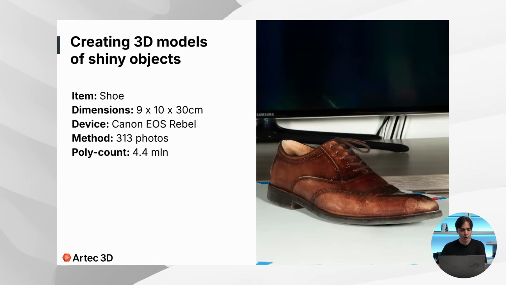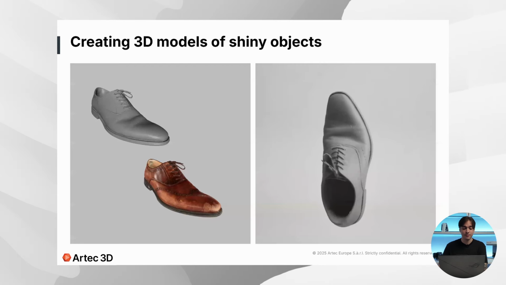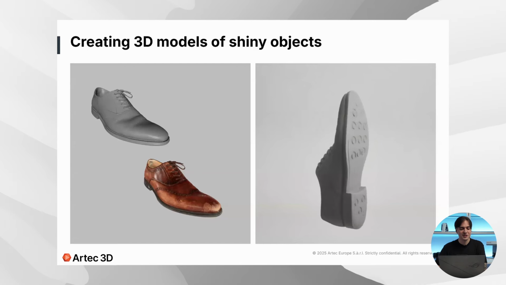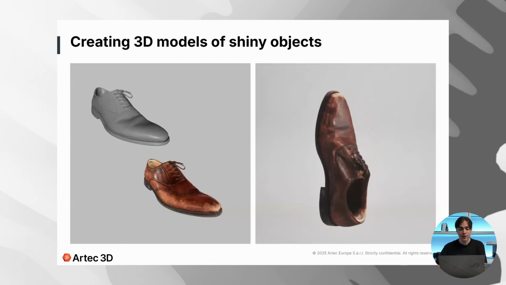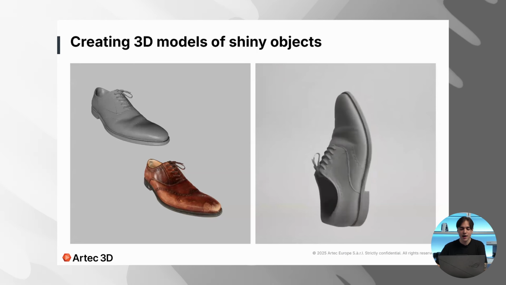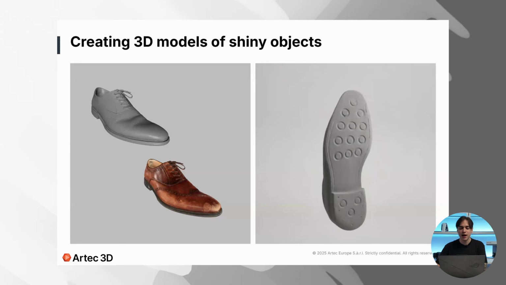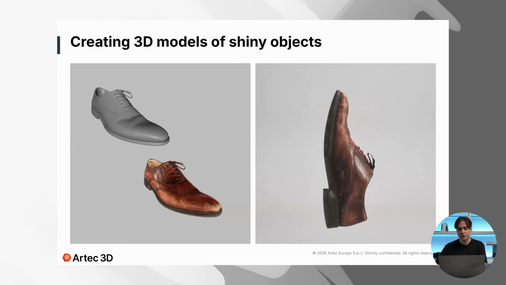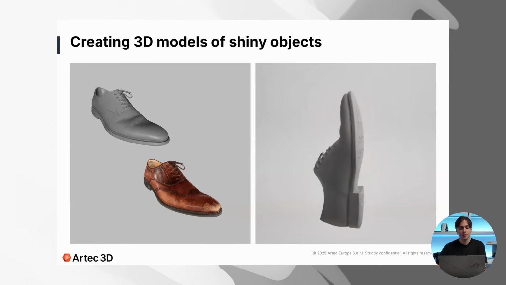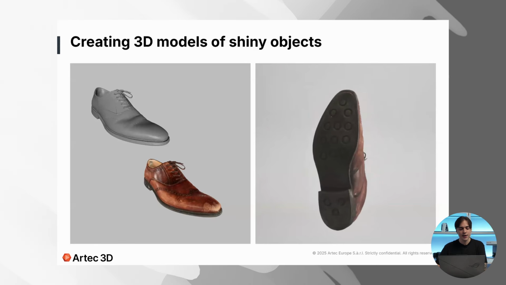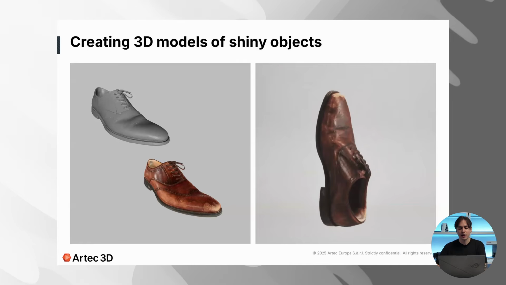That is the point. We have shot it with a digital camera, a Canon EOS Rebel, 313 photos, and the poly count is at 4.4 million. Here you could see the final model that we have got with geometry and without geometry. And you could see that the glossiness of this object was not a problem for us. We have managed to get a good reconstruction of the geometry, even with some photos having glare in them.